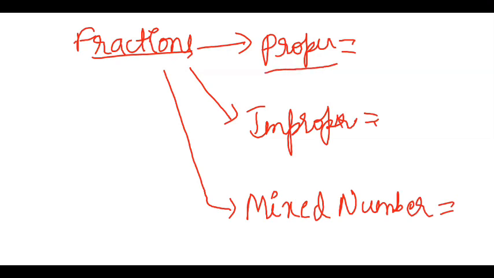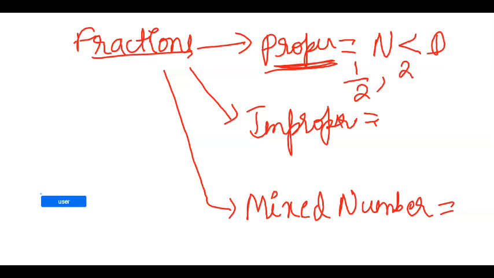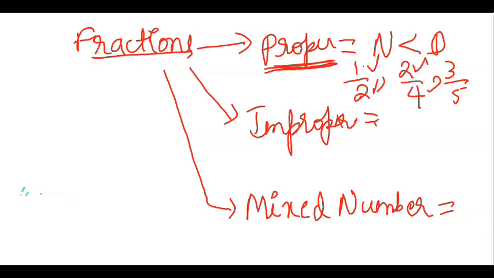And first thing, a proper fraction, iska matlab hota hai, numerator is always less than denominator. Okay? Numerator is less than denominator. For example, 1 over 2, 2 over 4, 3 over 5. What is the numerator here, beta? 1 is a numerator here, denominator is 2. 1 should be less than 2. Fine? So 1 over 2, 2 over 4, 3 over 5 are the examples of proper fraction.